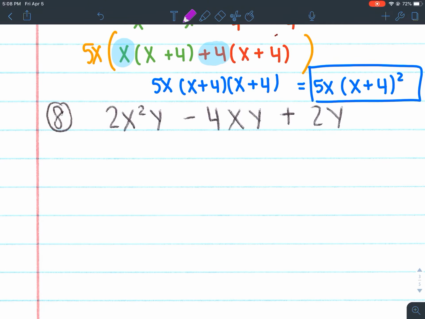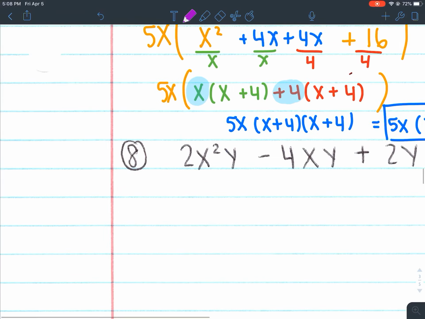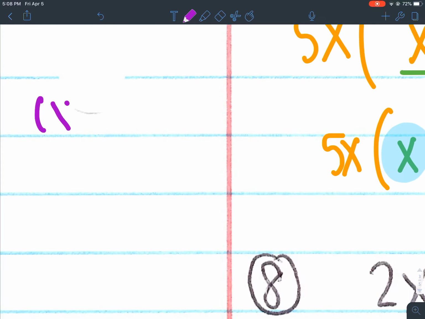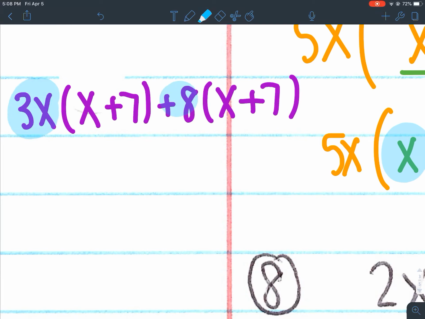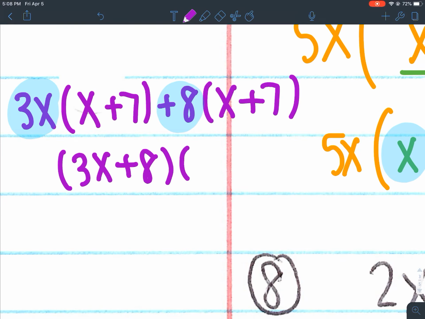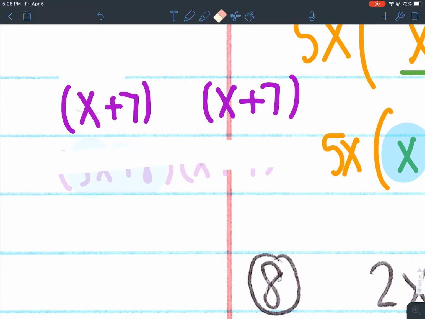Now, for example, let's say I had 3x, x plus 7 plus 8x plus 7, right? If I had these sets of parentheses, then I would put 3x and 8 in a parentheses, and then I would put x plus 7 in a parentheses, right? These guys are from that blue part. Can I combine those? No, then I stop, okay? You stop once you get there.